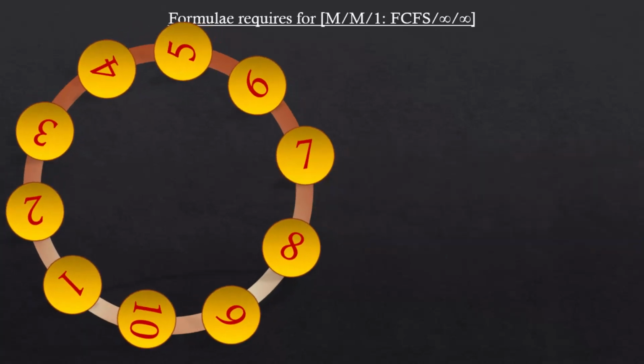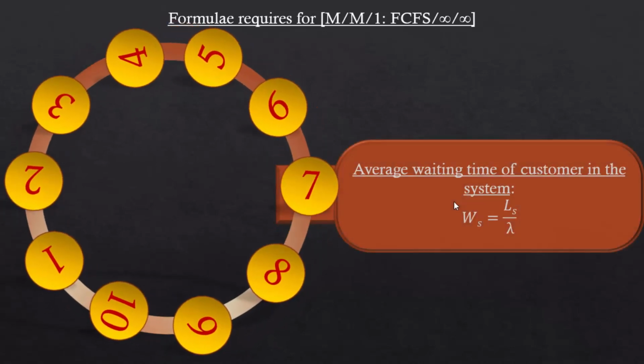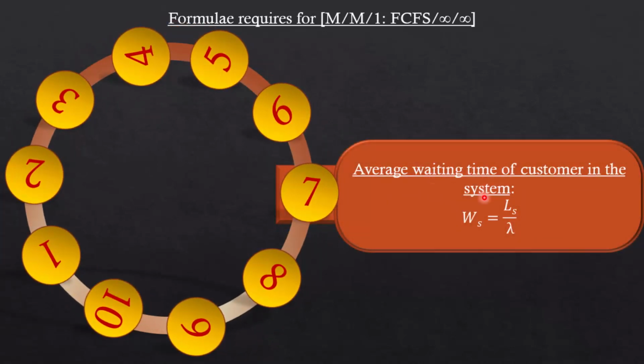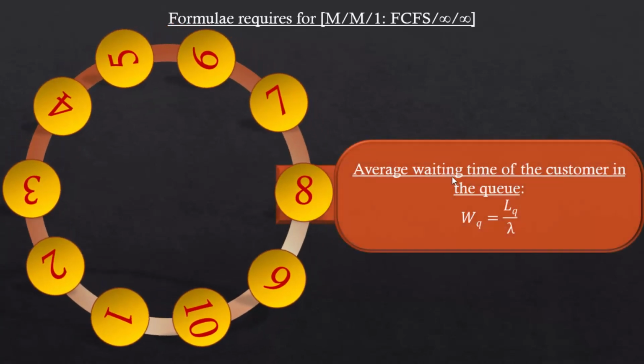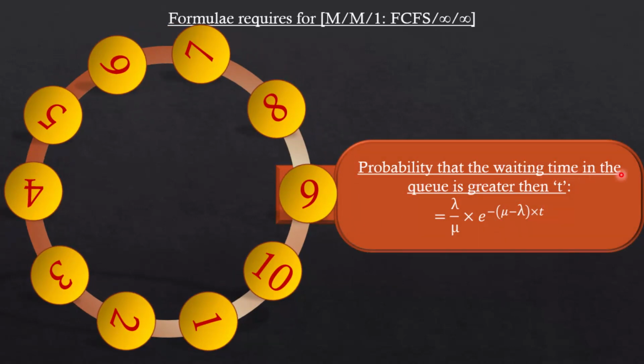Now let us move on to the next formula, the average waiting time of a customer in the queue. The average waiting time of the customer in the queue is represented by WQ, and it is given by LQ by lambda, that is, length of queue divided by lambda. These two equations, the seventh equation, the average waiting time in the system, and the eighth equation, the average waiting time in the queue, are the well known Little's equations. And the next formula is the probability that the waiting time in the queue is greater than time t.